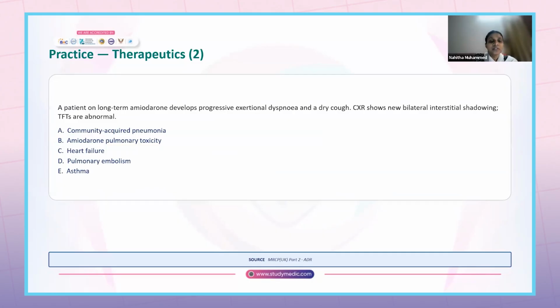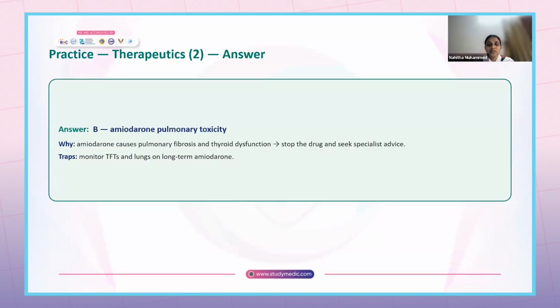A patient on long-term amiodarone develops progressive exertional dyspnea and dry cough. Chest X-ray shows interstitial changes. So here there is interstitial lung disease as a part of the medicine. So it is amiodarone pulmonary toxicity. So we have to stop the drug.